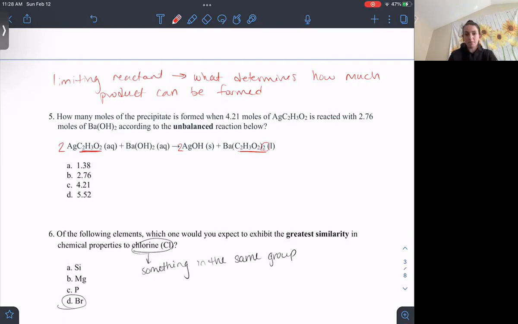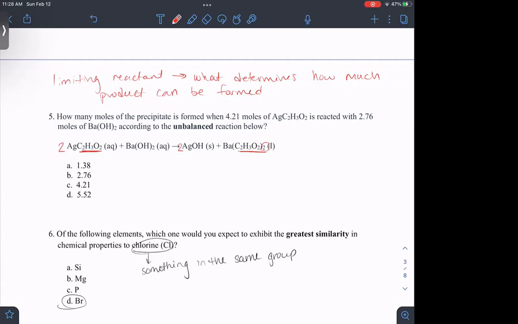Okay, so when you're doing a limiting reactant question, we want to check both of our reactants against a product. So we want to see out of our 2 reactants, which one will produce the least amount of a specific product. You want to pick the same product for both of your reactants. Here it's asking for how many moles of the precipitate is formed. So I would pick my precipitate as the product that you're looking to check on. How do we know which one is the precipitate? Good. Go ahead.